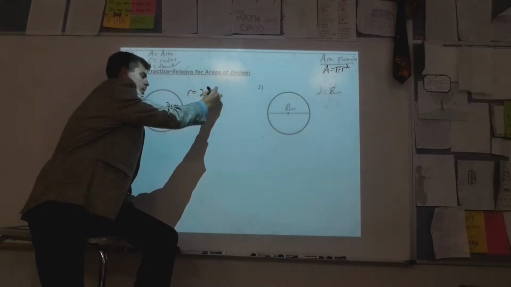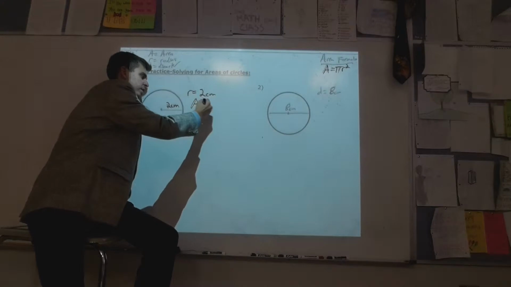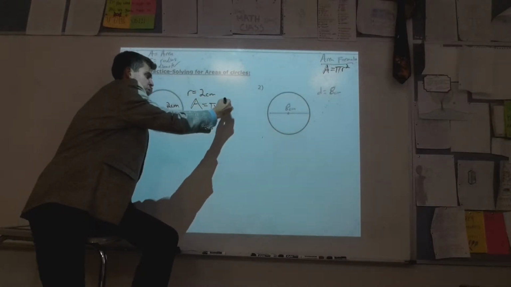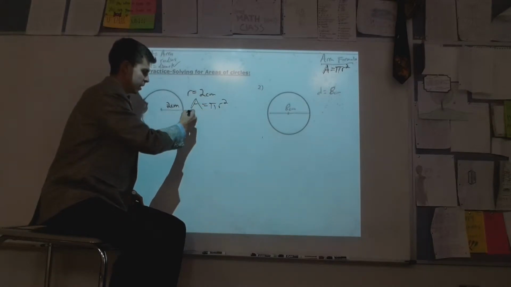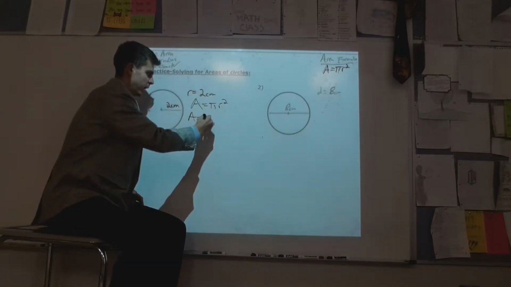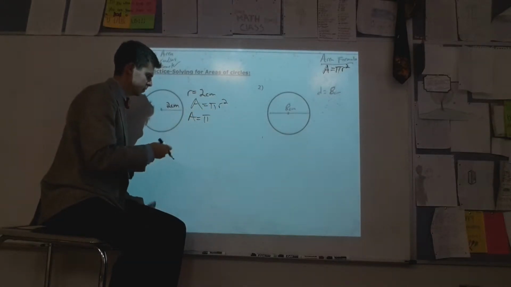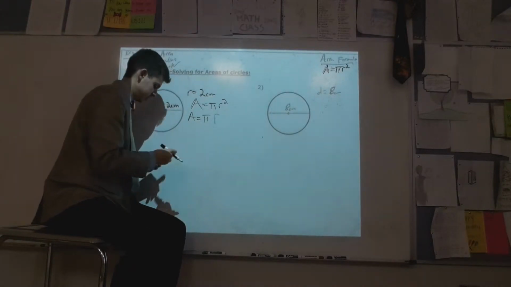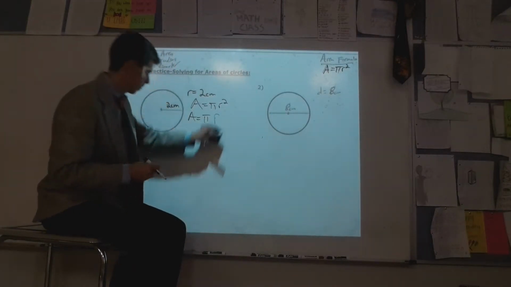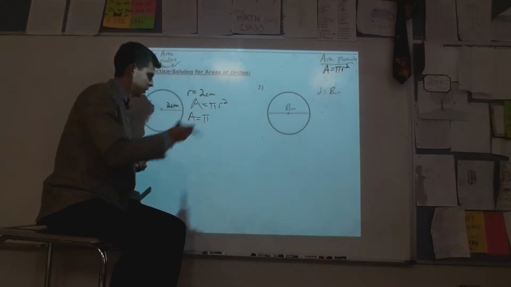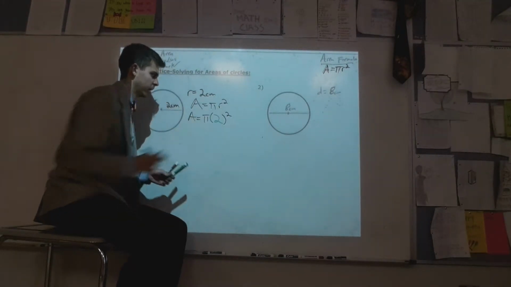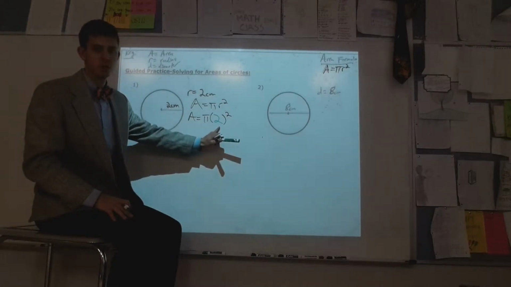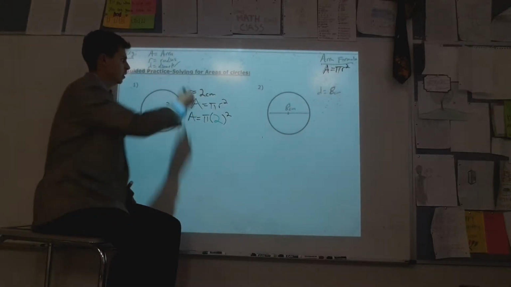So let's use this formula here. Area is equal to pi times radius squared. And we're given the radius, so let's just go ahead and plug it in. Area is equal to pi times 2 squared. Okay. Make sure that you do this squaring before you multiply.